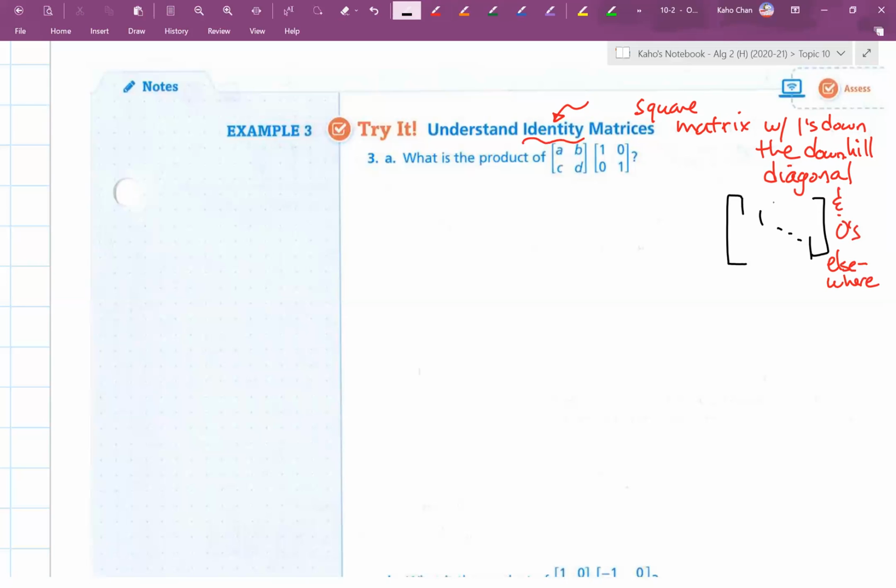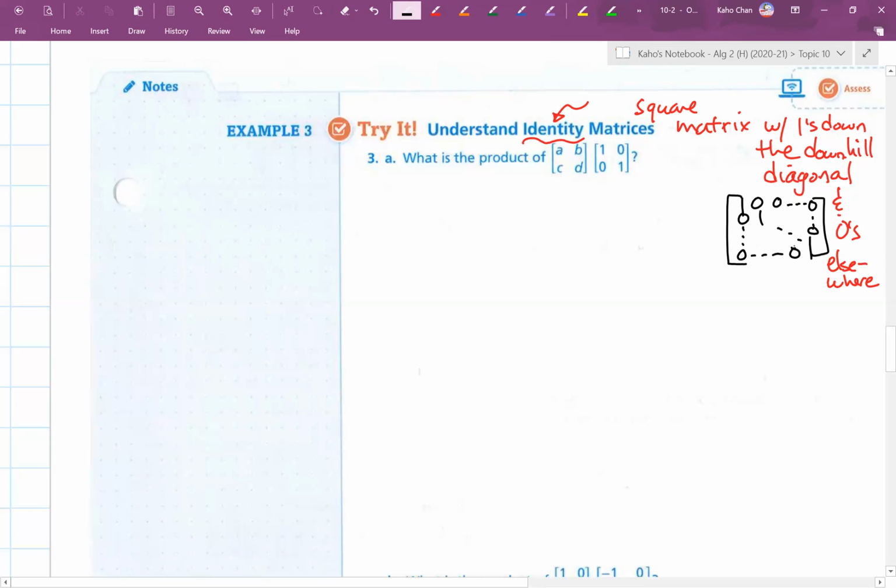So we have zeros here, like that. Zeros this way. Okay. Ones down the diagonal. When you multiply a square matrix with the identity matrix, you will get the same matrix. And that's what the identity matrix means.